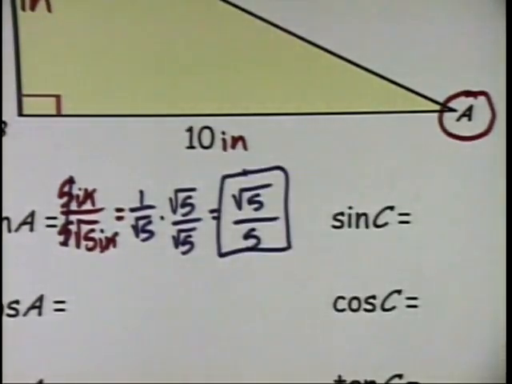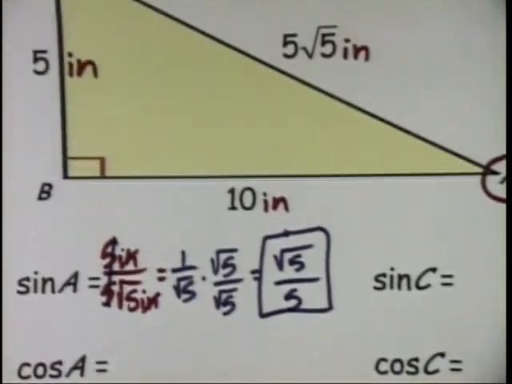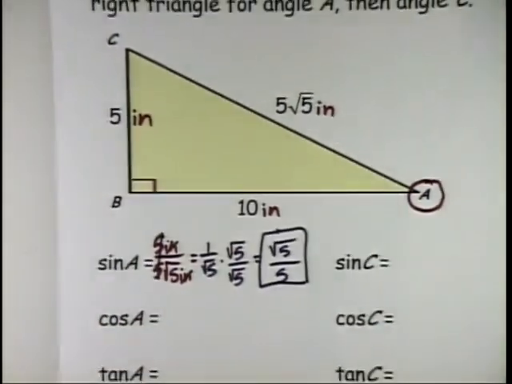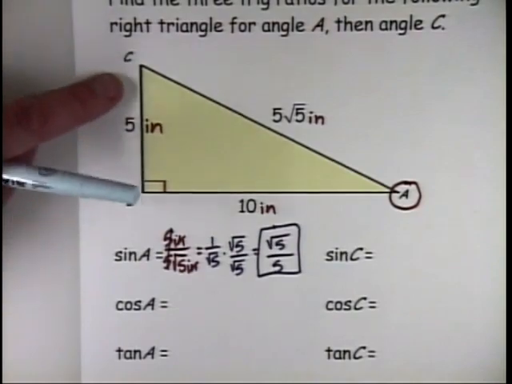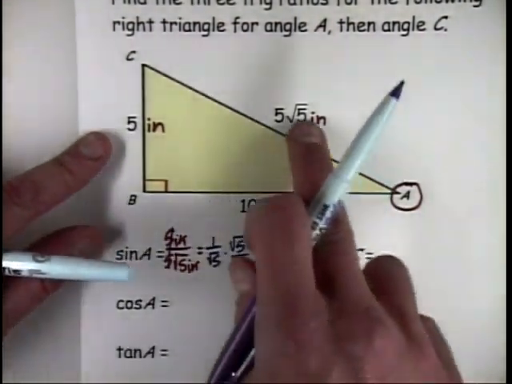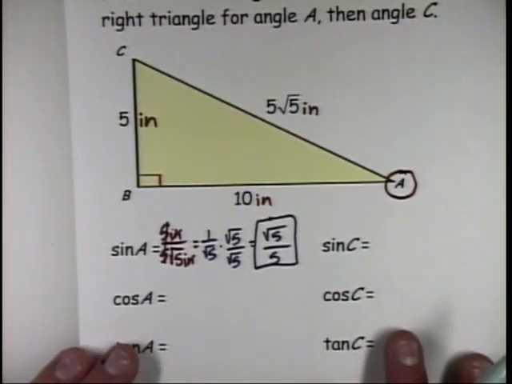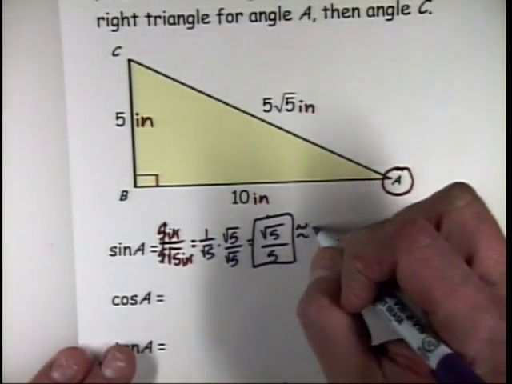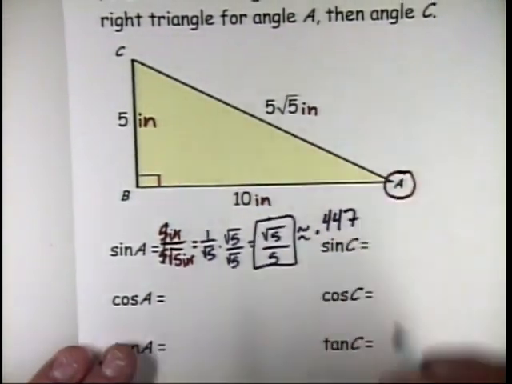So that number right there is kind of an index, a measurement of this specific triangle's vertical height, really, because it's the side opposite the angle, to its hypotenuse. Okay? That's approximately 0.447 if you have a calculator.